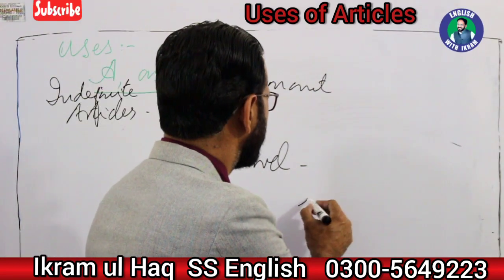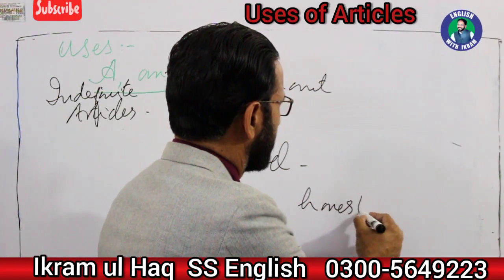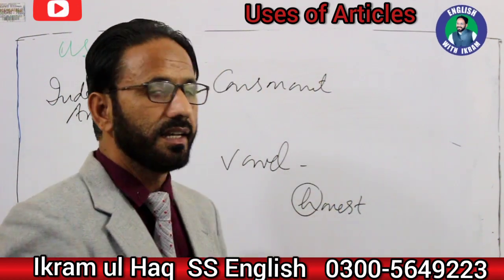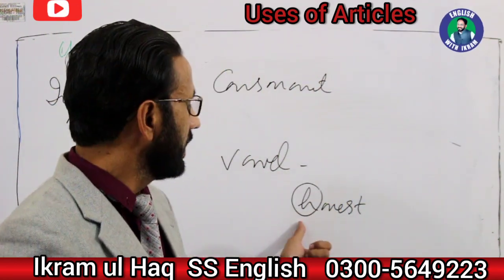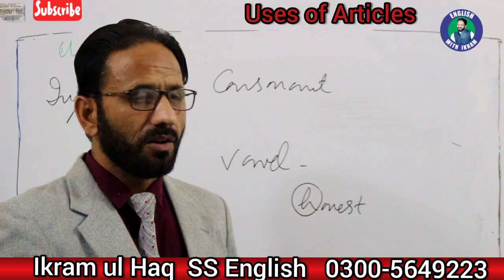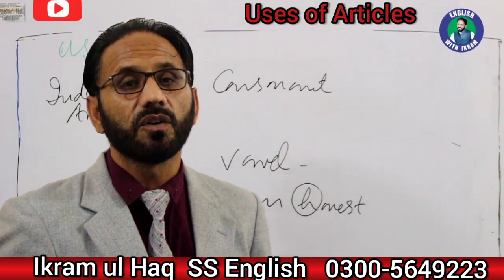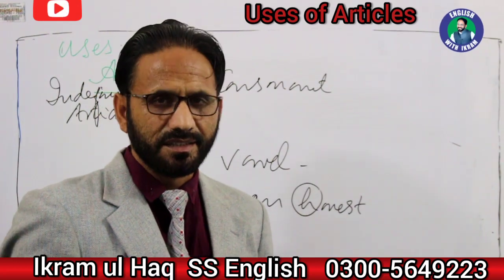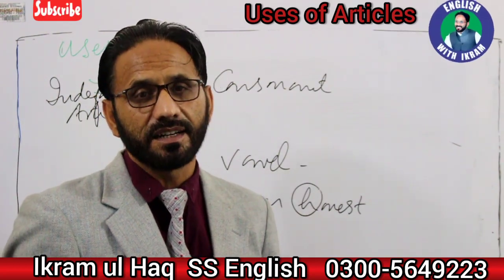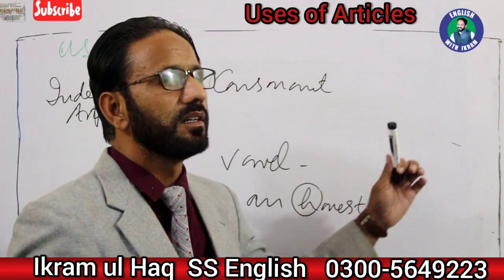Here is a word, for example, honest. Now, if you say A, E, I, O, U are vowels, here the initial letter is H. But normally we use an honest. If you ask the question why, normally the answer that we get is that its sound matches the Urdu alif.